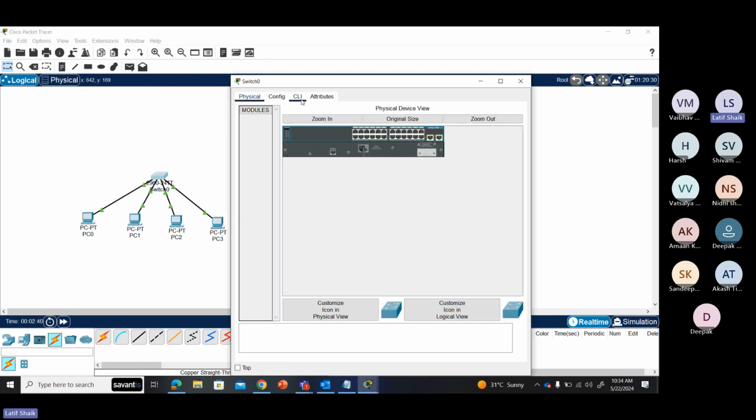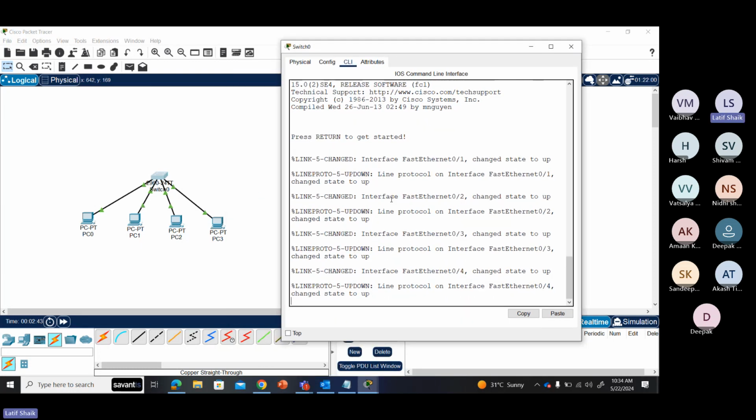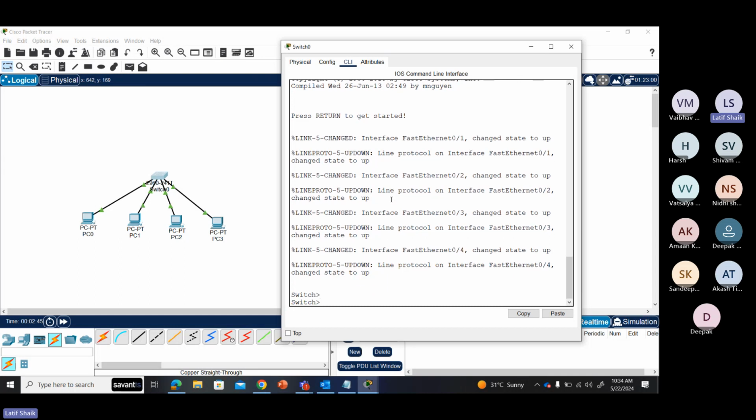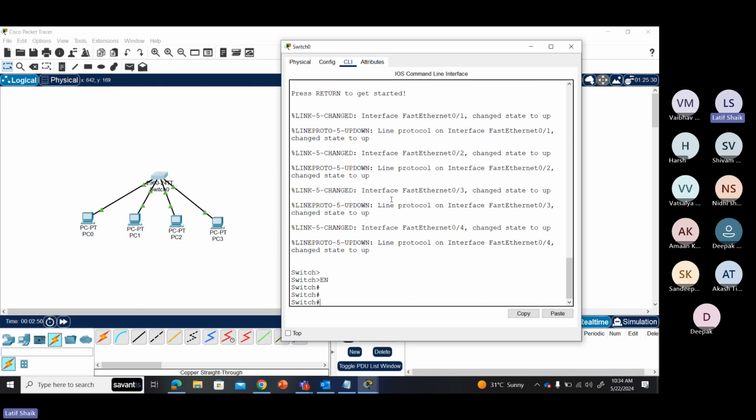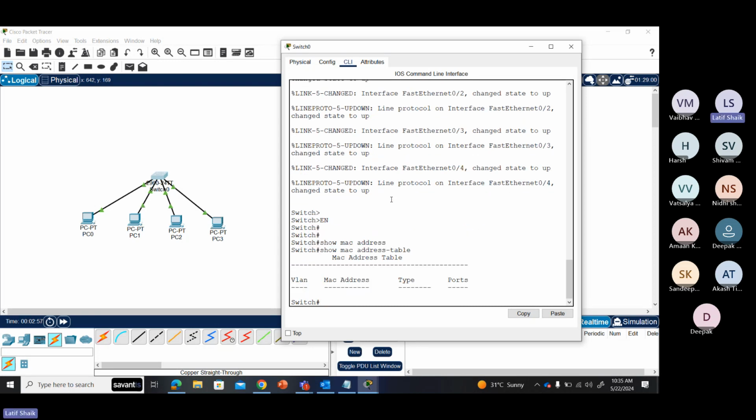Okay, so this is a switch. Actually, it is a manageable switch. It means we are able to configure this switch, but I'm not doing anything. You see the MAC address table of this particular switch. What is the content in the MAC address table? Nothing is there. Are you able to see?